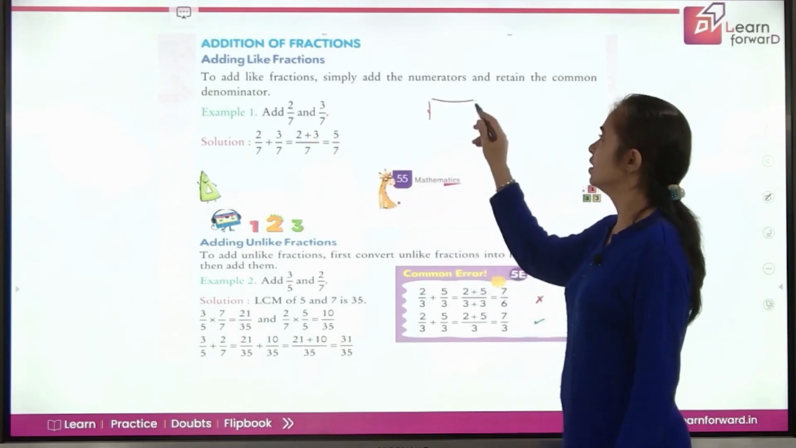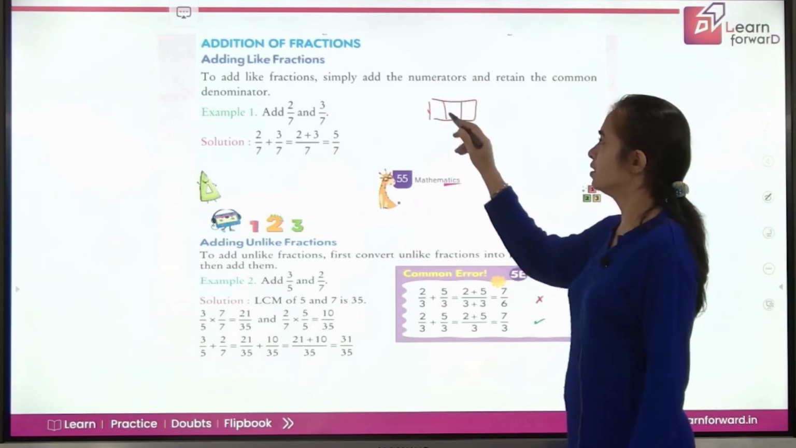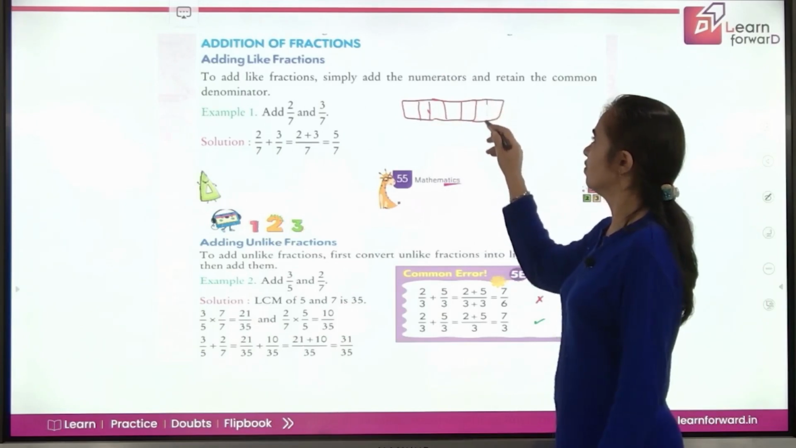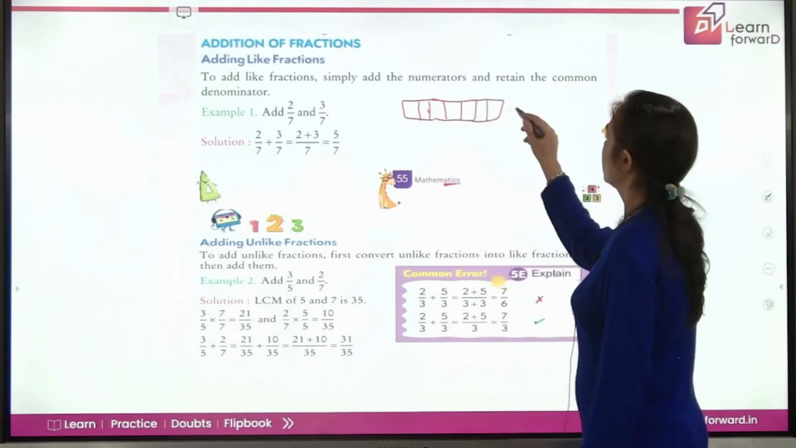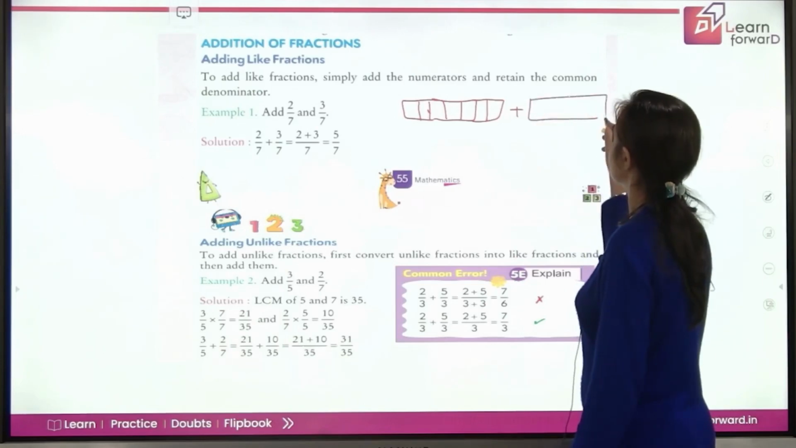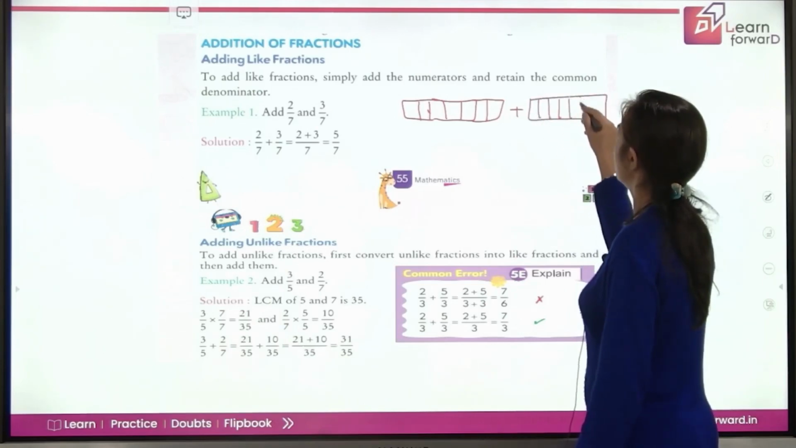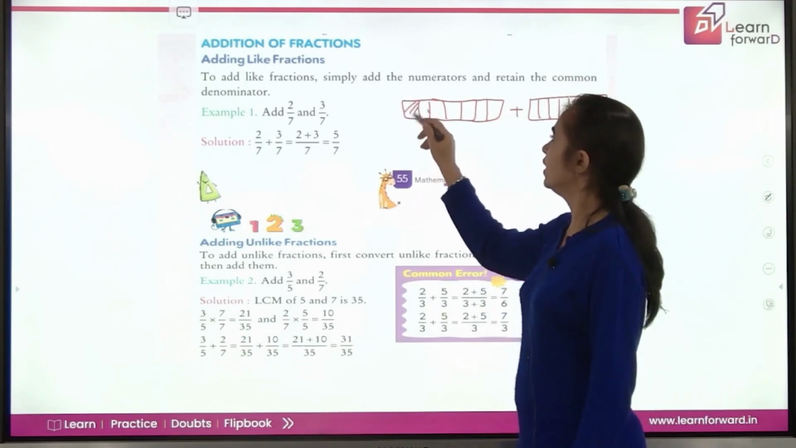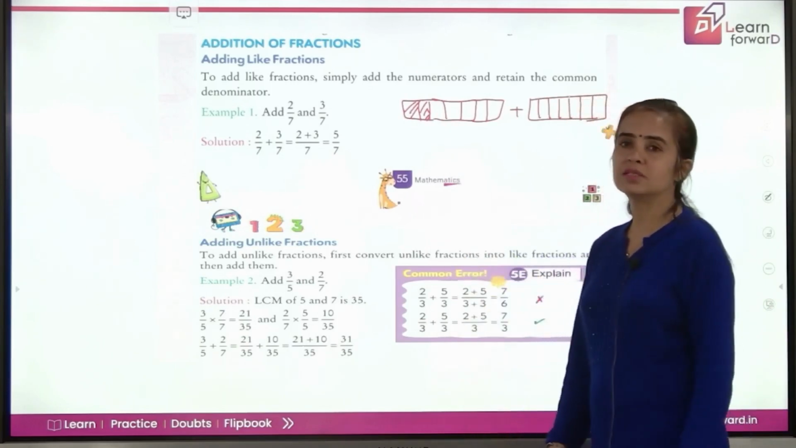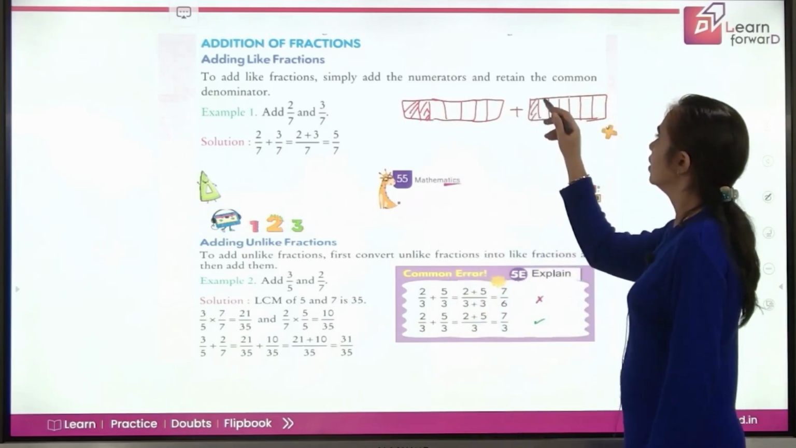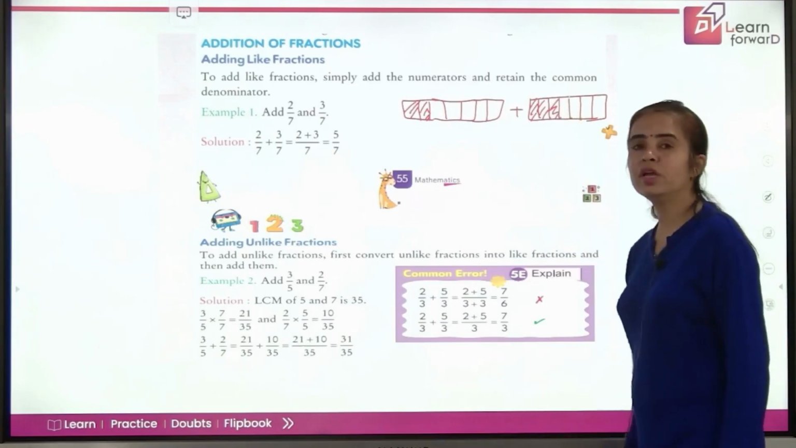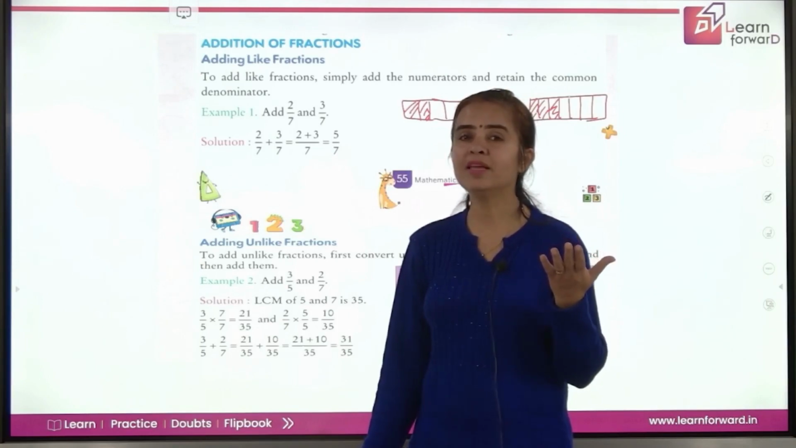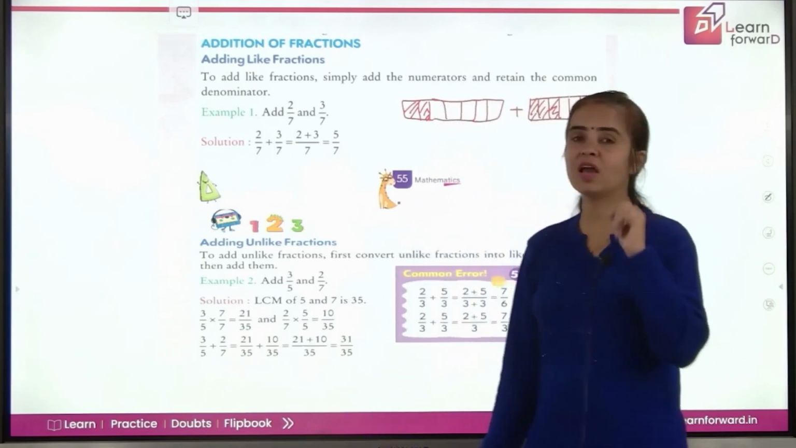Say this is a chocolate, again I am making a chocolate for you. The same chocolate with 7 parts: 1, 2, 3, 4, 5, 6, 7 parts, right? From this chocolate, first you ate 2 pieces. Then you ate 3 pieces. So in all, how many pieces did you eat? 2 and 3, 5. Out of how many? Out of 7.